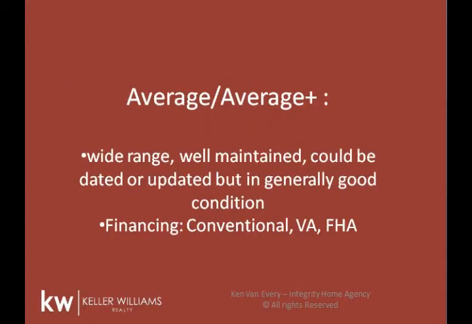All right, let's look at the rough guidelines. As I said, there's no rules about property condition, but the highest condition category, it's a fairly wide range. We're looking at properties that should be well maintained at least. They could be dated or they could be very updated, but they're in generally good condition. And again, there's no rules in terms of how these get assigned. Average, the average plus condition, they should be compatible with pretty much all the types of financing, conventional, VA, FHA. Normally this category should be compatible.